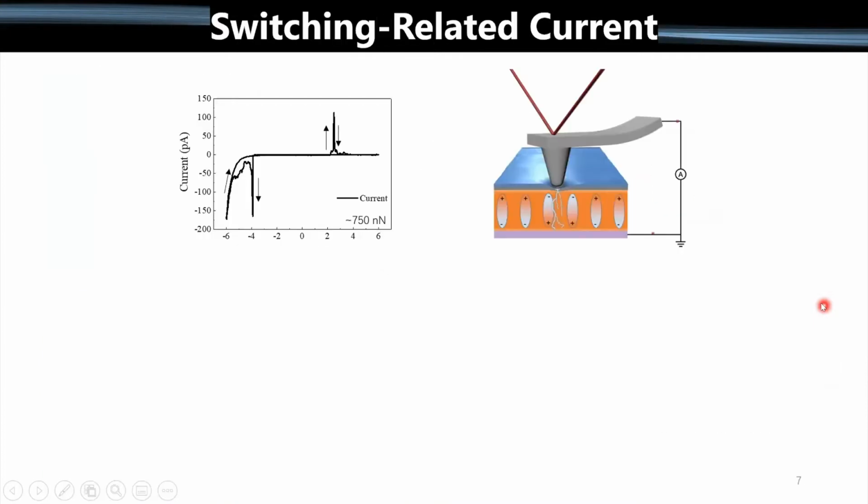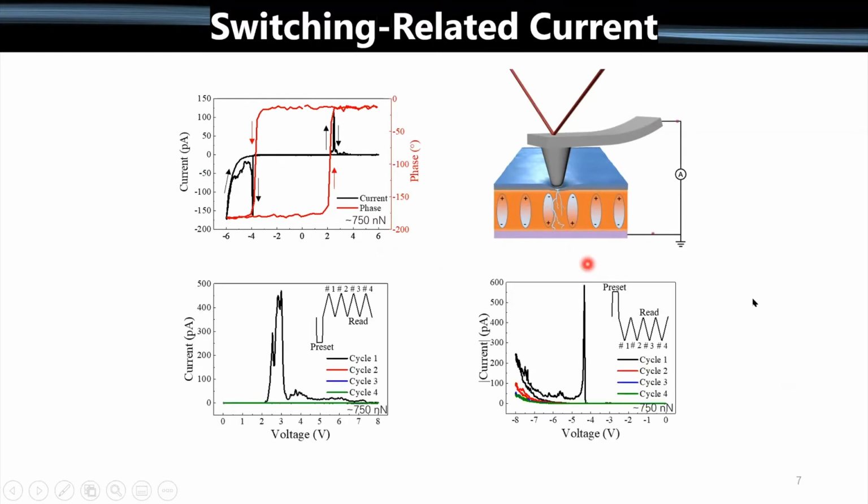Okay, so we also used conducting AFM. So again, a contact mode technique using a conducting cantilever, where you apply a bias and measure the current that flows. And we did that essentially while switching the material. So you can see that we have a current peak at the switching event, and that's shown more clearly here where I overlay the hysteresis loop showing the switching. The data on this slide is recorded at 750 nanonewtons.